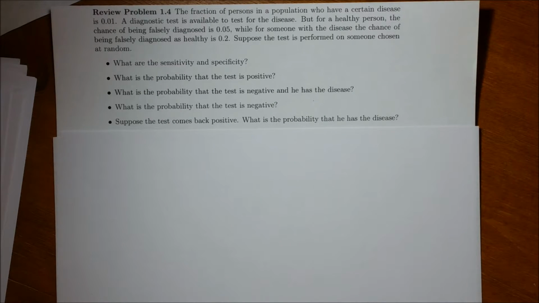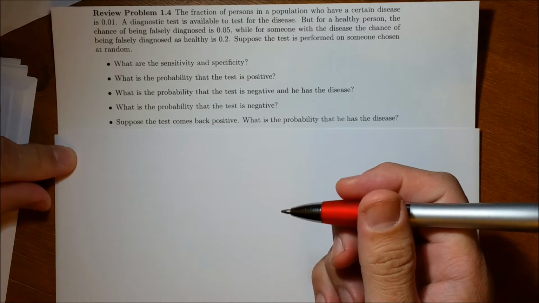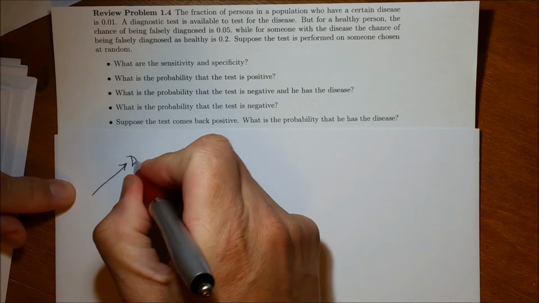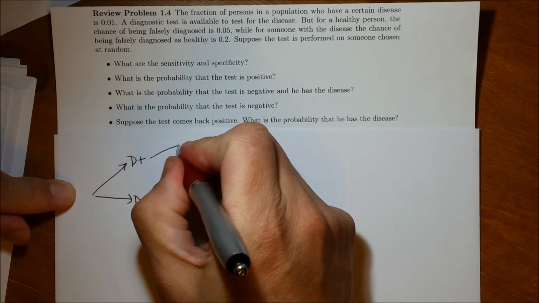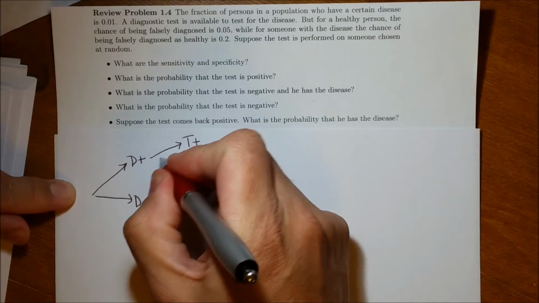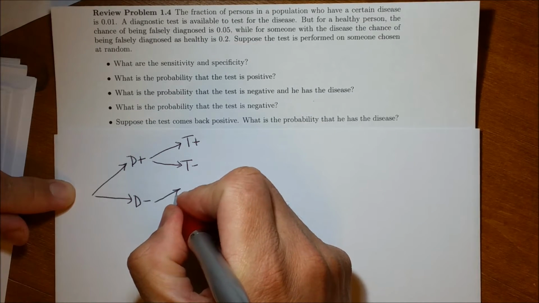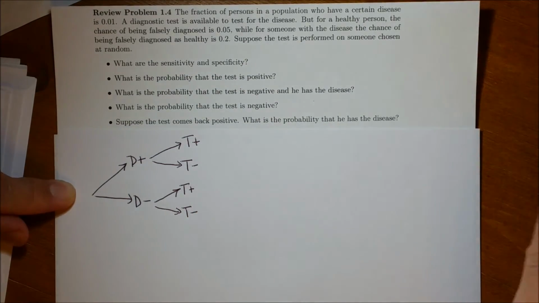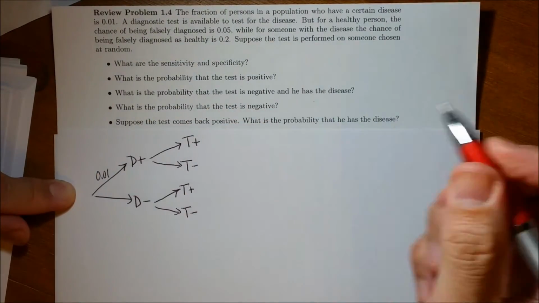Okay, review problem 1.4 concerns medical testing. Before starting the problem, I will draw the tree diagram that is associated with this problem. For the tree diagram, there is the chance of having the disease or else not having the disease. And either way, if you have the disease, you might have a positive test or you might have a negative test. Or if you don't have the disease, again, you might have a positive test or you might have a negative test. So the percentage of the population that has the disease is only 1%.